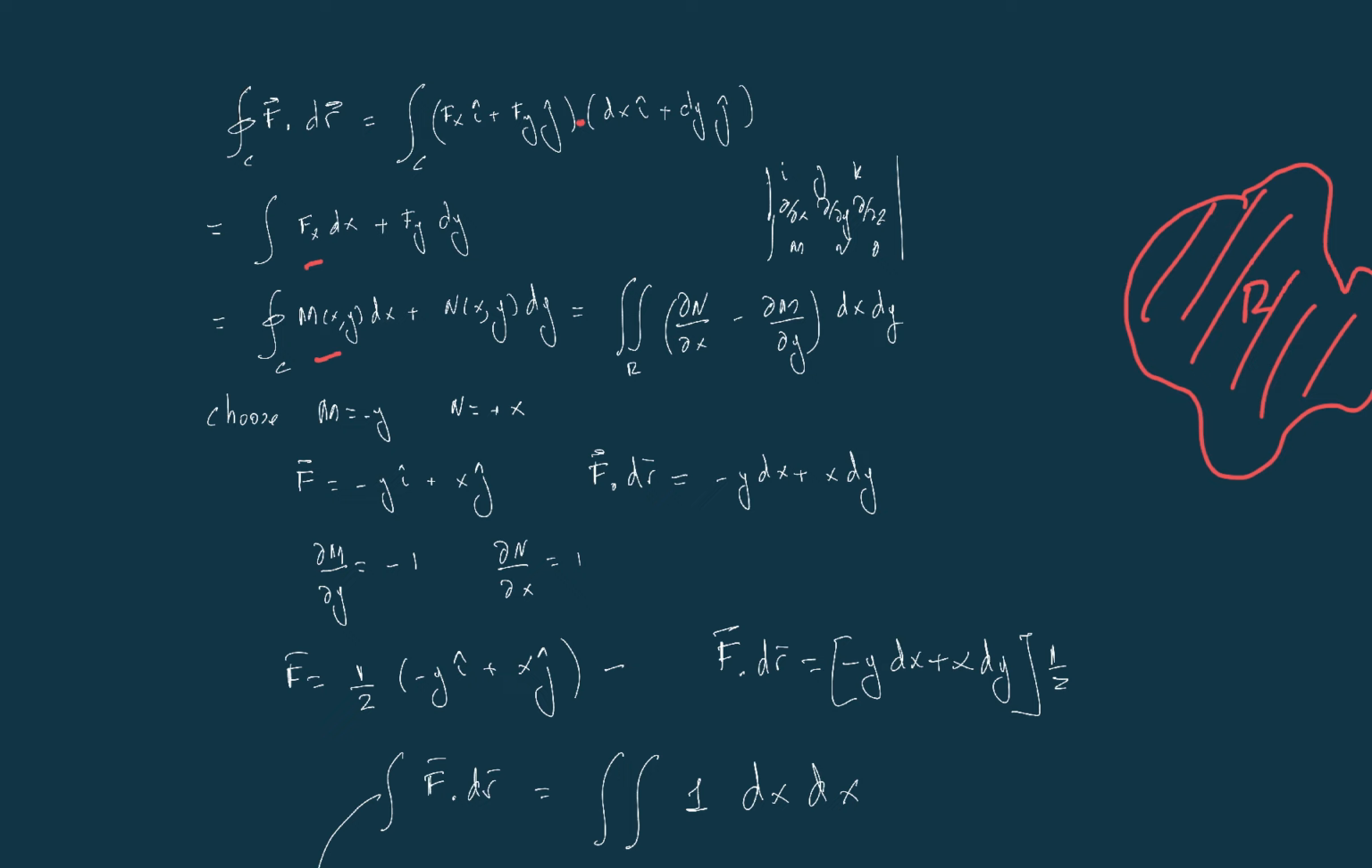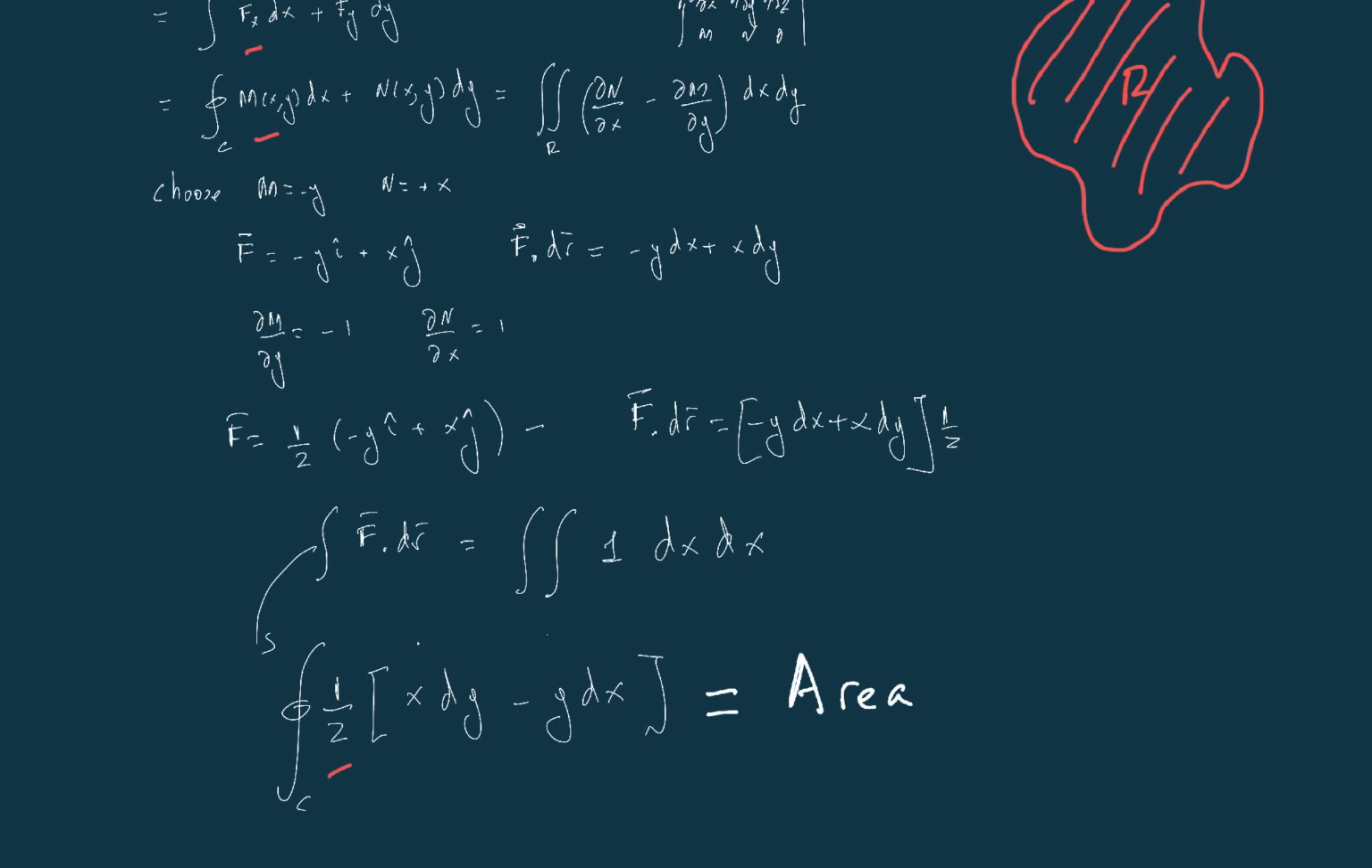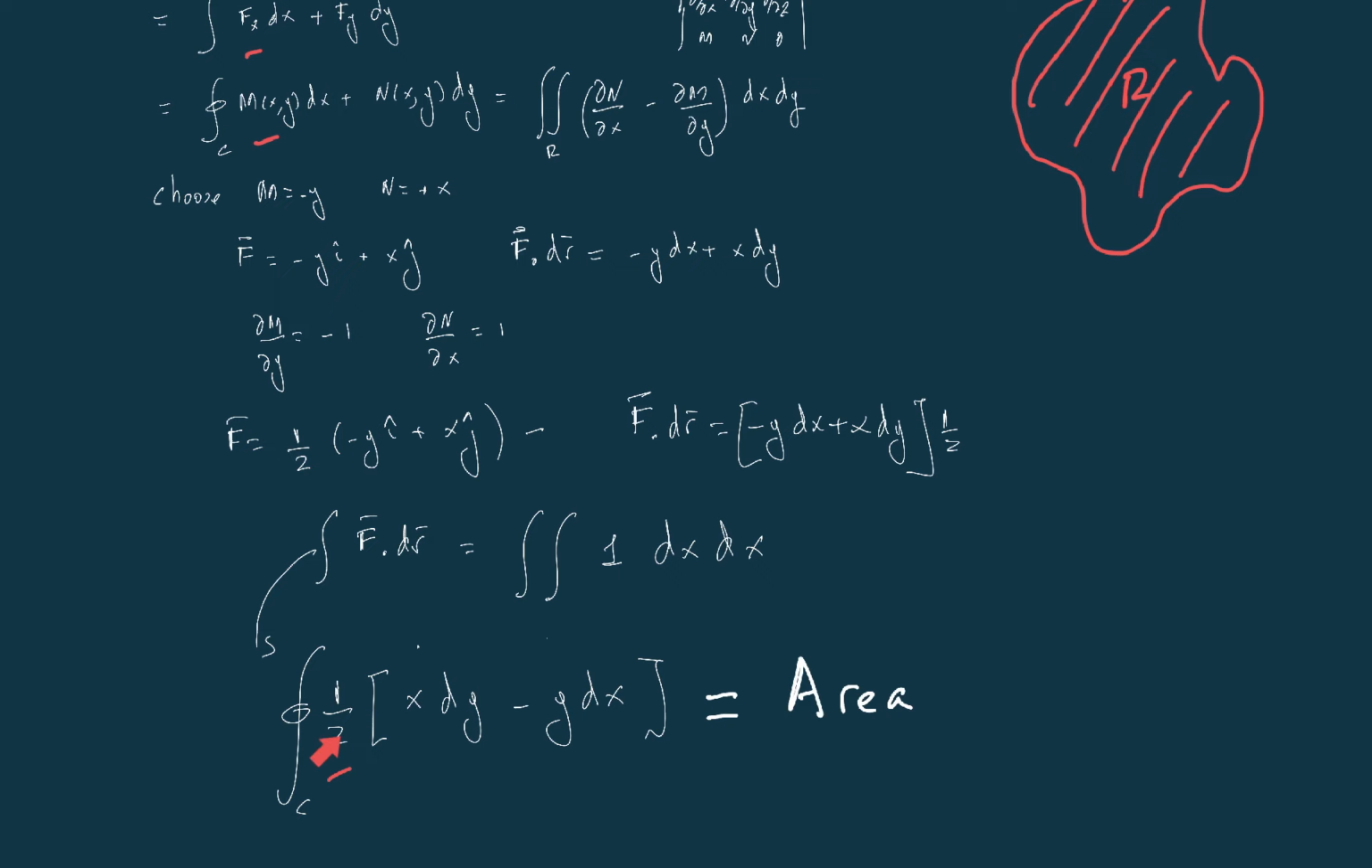So dividing by 2, the area will be 1/2 of the integral of F dot dr, which will be 1/2 of x dy minus y dx. So if we apply this equation, we find the area inside. The second step is to do this integral for a line.